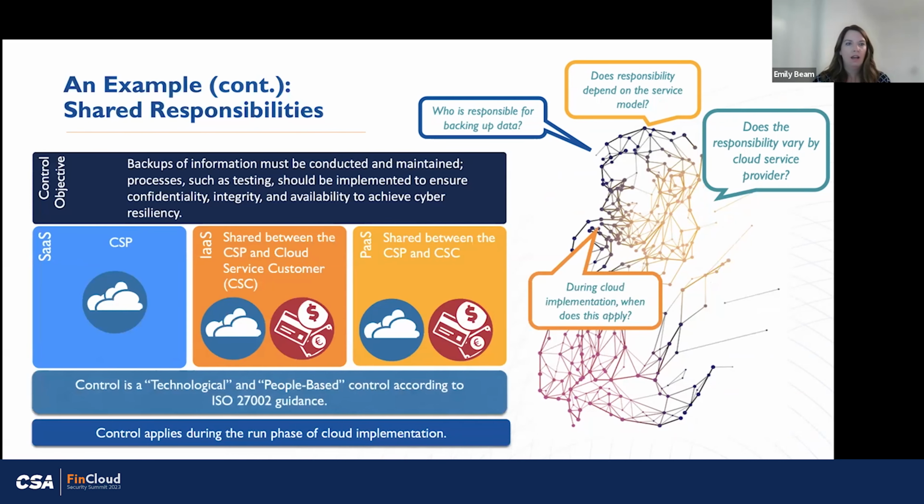So for that control objective of backing up data for cyber resiliency purposes, you'll see, yes, it really does vary depending on the service model. And then we also looked at ISO's 27002 guidance for those different types of control categories and found that this is both a technological and a people-based control, and that it applies during the run phase of cloud implementation. And so again, the idea here is that as a financial institution is moving into the cloud, you have a more complete picture of what that implementation might look like, what resources might be involved, and support ongoing monitoring and planning.